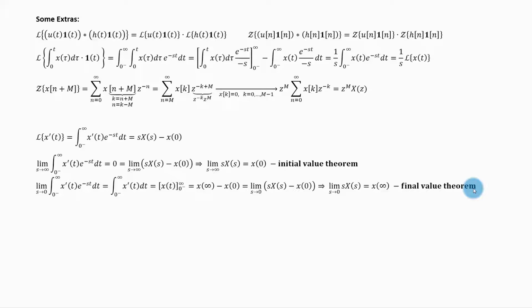We will not utilize these initial and final value theorems in this class, but some of your teachers may use them in their classes, so I suggest that you familiarize yourself with these theorems.